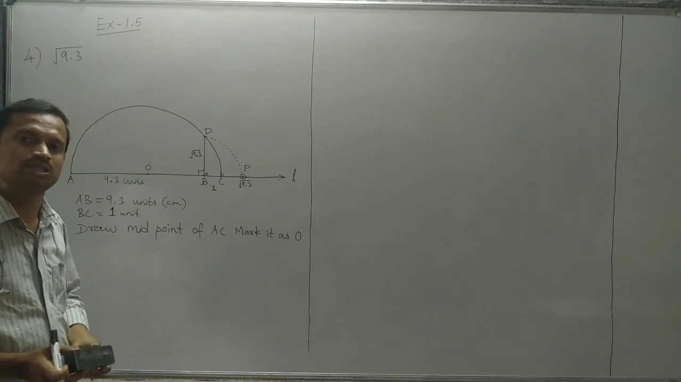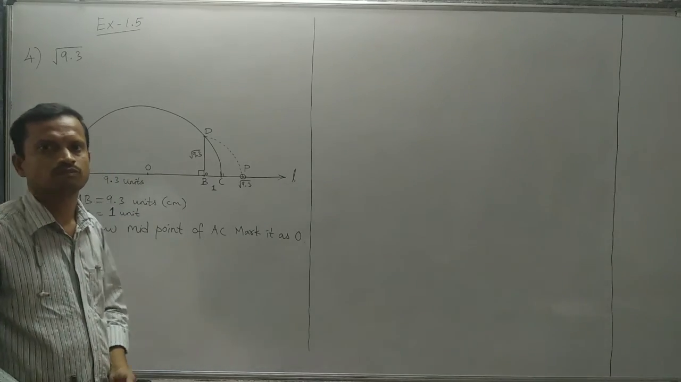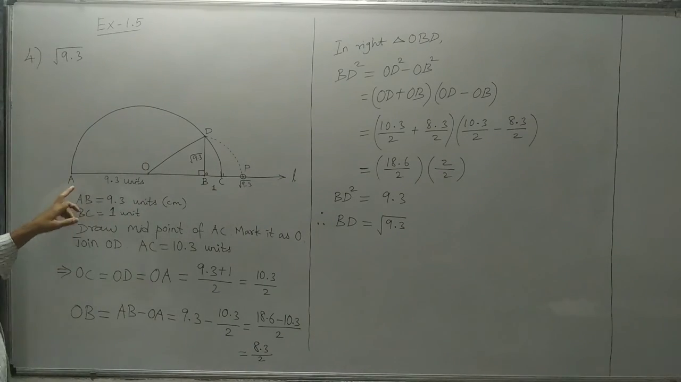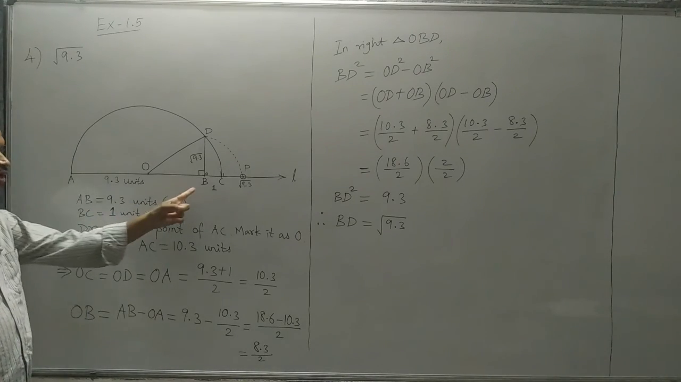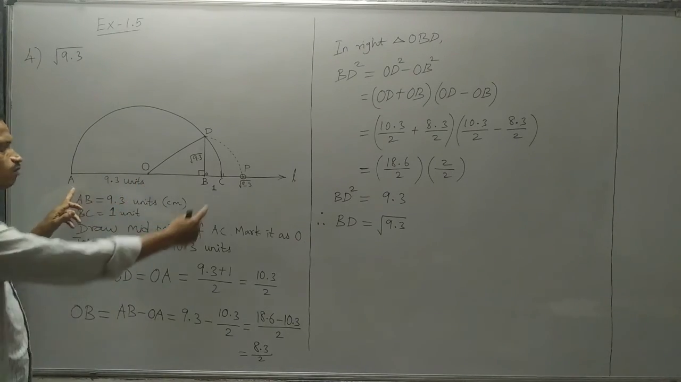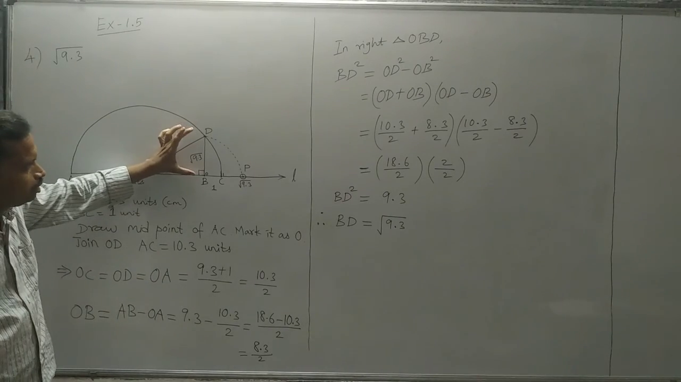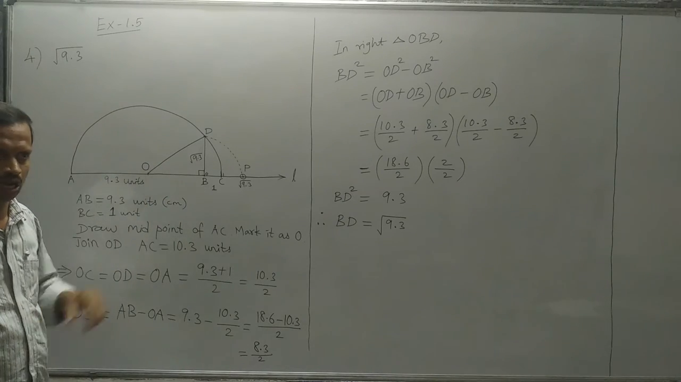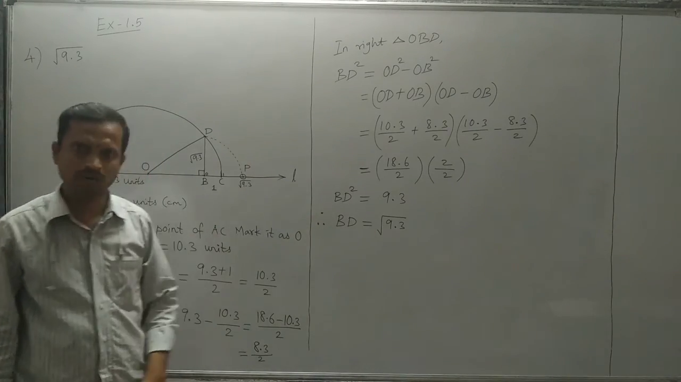So by using the same Pythagoras property, we can prove it also. Now we represent this. I have taken AB 9.3, BC 1 unit. You see the figure clearly. After that, O is the midpoint of AC, and this is the semicircle. I already told you that BD, which is the perpendicular to the line here, is root 9.3. And we see the proof of how we are proving that BD is root 9.3.